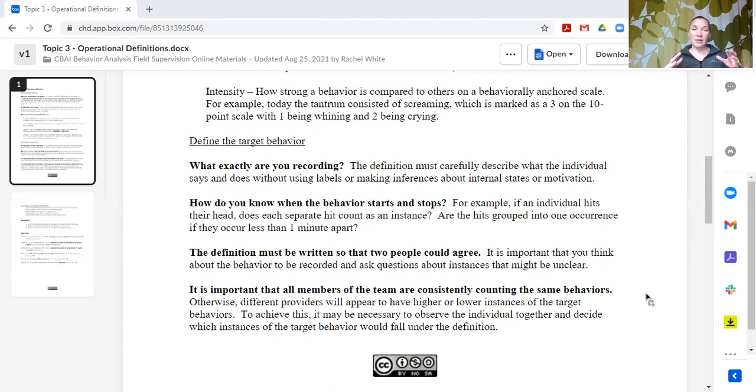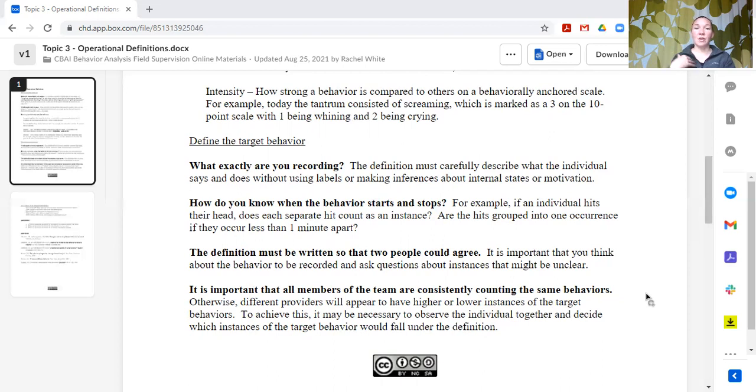So you have to consider what this looks like for the learner, so that you can define how you're going to take that data so that you can agree with another person. The point of writing our operational definitions so another person could record that same data is a few things. One, we need to have that social validity, that we're all talking about the same thing.